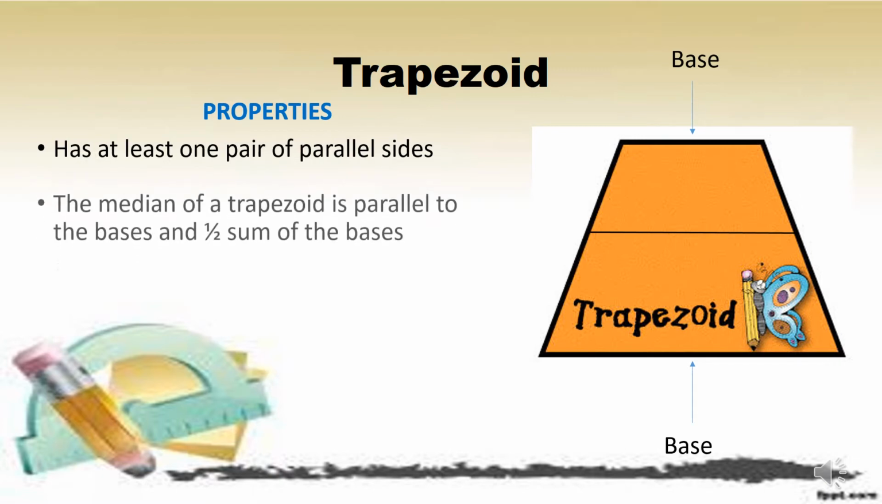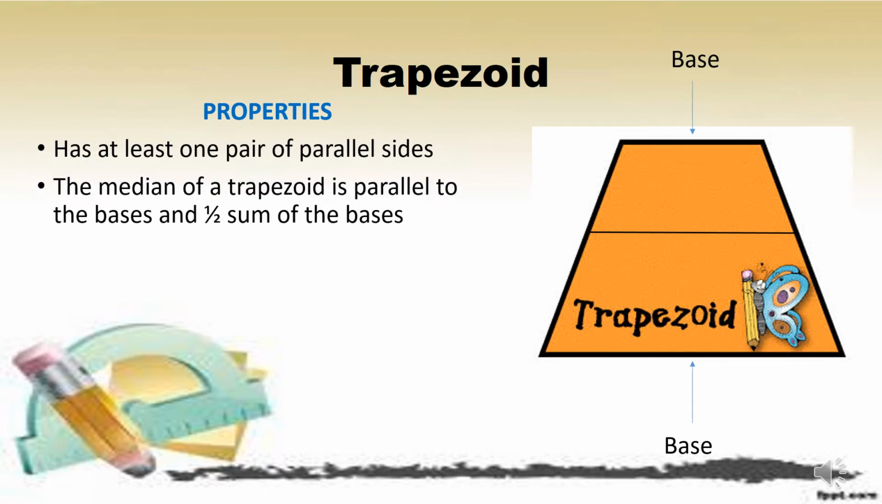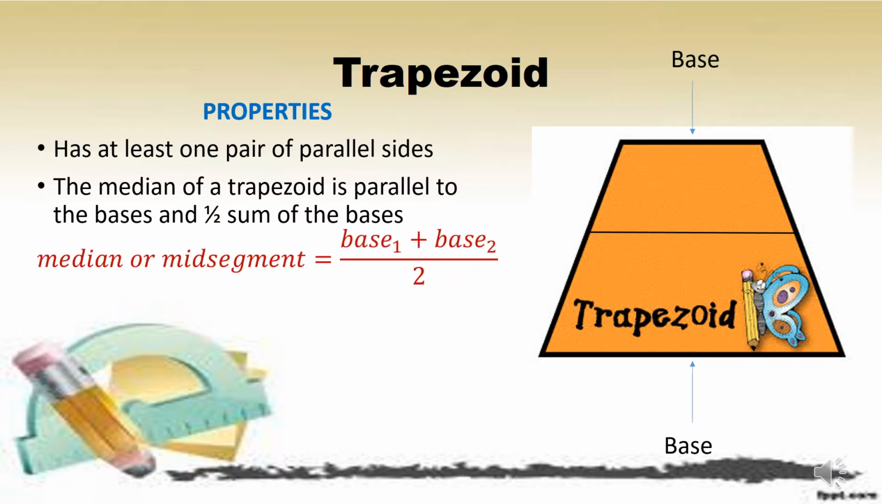Next, the median of the trapezoid is parallel to the bases, and it is one half of the sum of the bases. Therefore, median or mid-segment is equal to base sub 1 plus base sub 2 over 2.